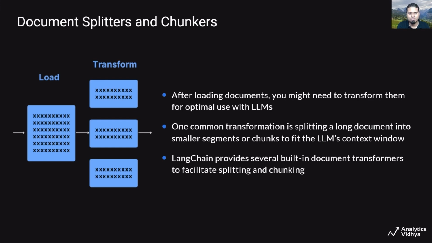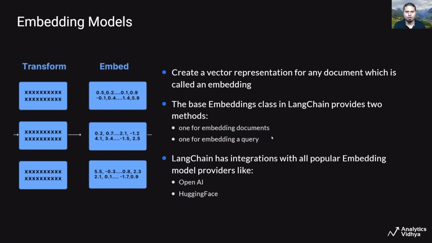LangChain provides several built-in document transformers to typically facilitate the splitting and chunking so that you can split these larger documents into smaller chunks. The next step after breaking your documents into more manageable chunks is to convert these chunks into some kind of a numeric representation, because at the end of the day, machines understand only numbers, and we can use something like a document vector similarity to find out how close are certain documents, how relevant is a document to a question, and so on. So typically what we do is we use embedding models to create a vector representation for any document, which is known as an embedding, because the meaning of the document chunk is embedded into a fixed sized vector of numbers. Typically, these are floating point numbers, as you can see here.